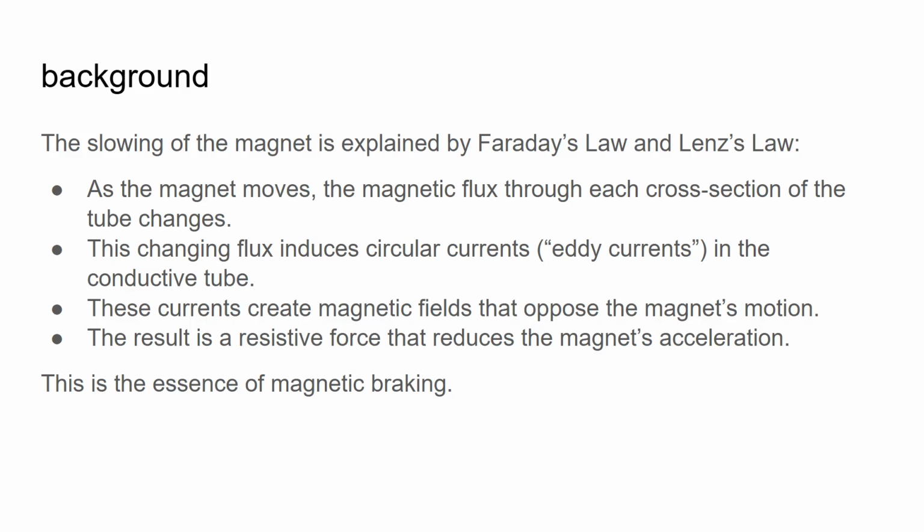Background physics. The slowing of the magnet is explained by Faraday's law and Lenz's law. As the magnet moves, the magnetic flux through each cross section of the tube changes. This changing flux induces circular currents, eddy currents, in the conductive tube. These currents create magnetic fields that oppose the magnet's motion. The result is a resistive force that reduces the magnet's acceleration. This is the essence of magnetic braking.